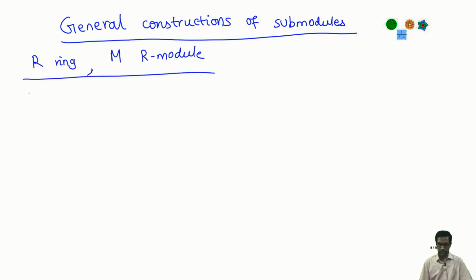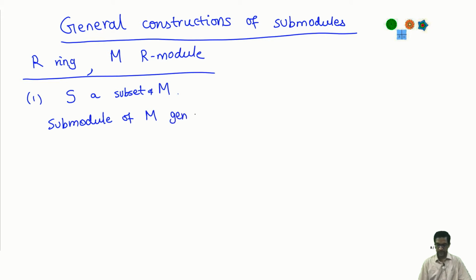Now, here's one thing we can do. Suppose you take a subset. So here's the first general sort of construction that one can make. Suppose S is a subset of M. Okay, no further properties, just a subset of M. Then we can define something called the submodule generated by S. So this is called the submodule of M generated by S.